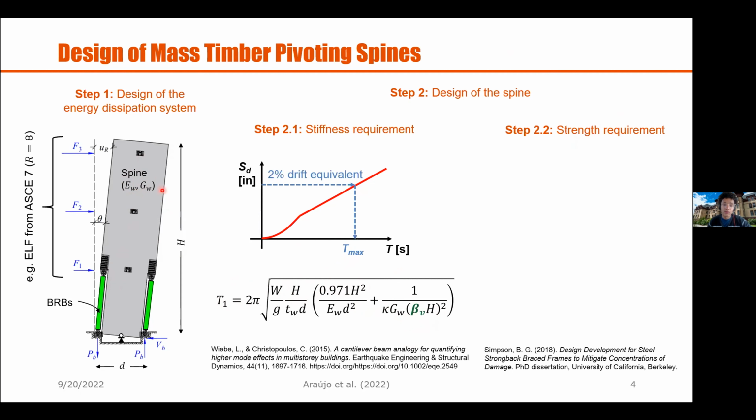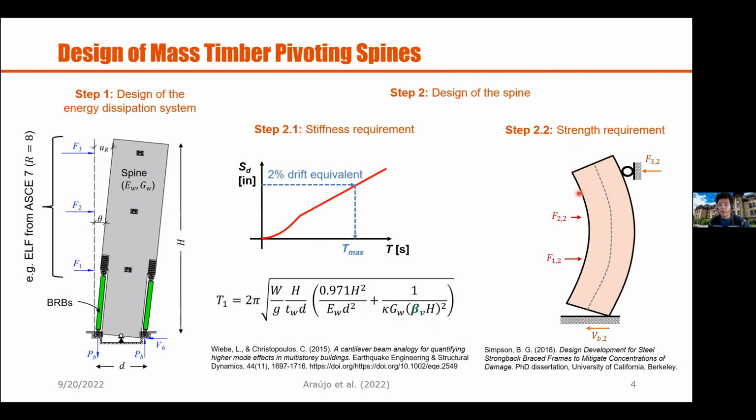The second step in the design of the spine is the strength requirement. The spines need to remain elastic for the forces delivered by the BRBs. And additionally, it needs to be designed for the near elastic higher mode effects. We do so in this research by employing a second mode elastic force pattern with an R equal to 1, but other methods are available, such as response spectrum analysis. We wanted to keep it simple such that it could be easily implemented in many design methods.